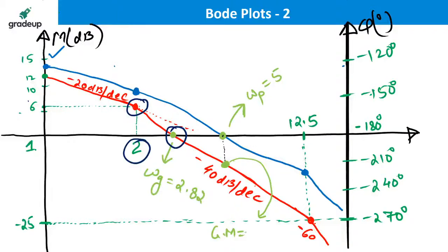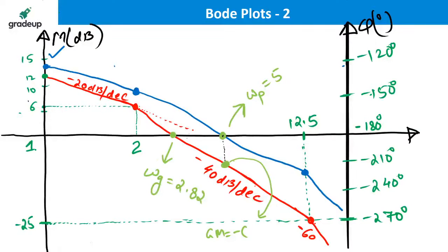Gain margin is equal to minus of the answer that you are going to get here. Negative of this value. Okay, so let us calculate this value. Now this value lies on which line? It lies on the line which has a slope of minus 40.